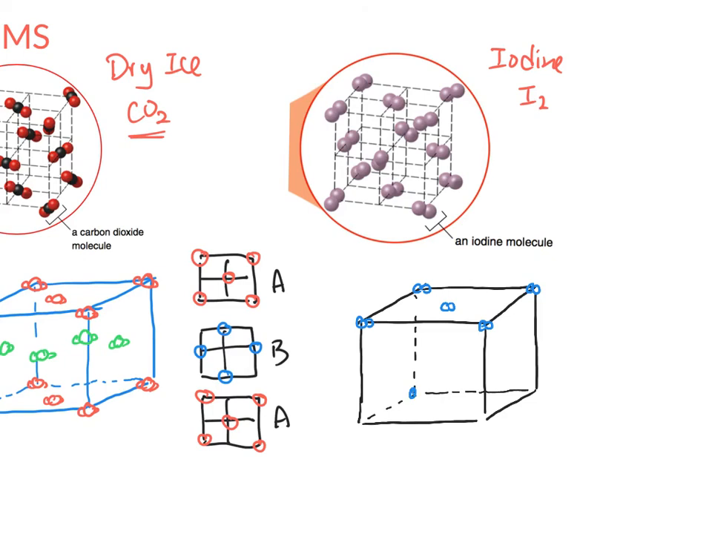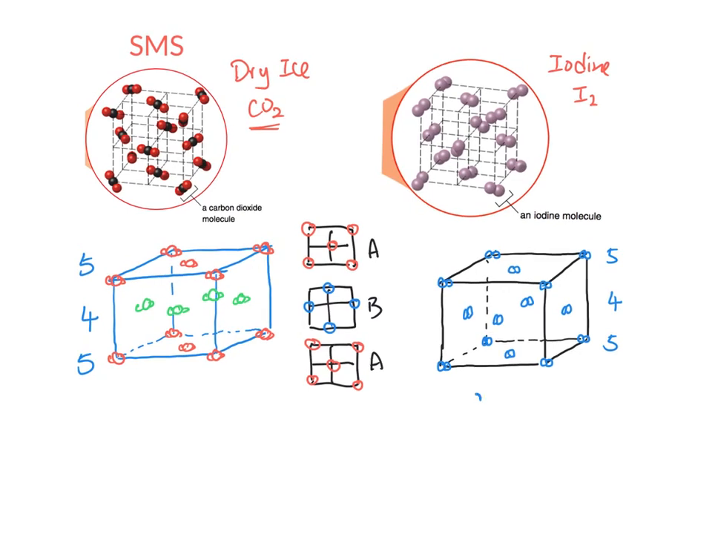right in the center. So you've got 1, 2, 3, 4, 5. And then at each of the surfaces we've got 1. So in total there will be 4 in the layer, 5 in the bottom layer. Remember, after drawing all this, you have to tell me what they are. This one is the I2 molecule, while this one, the red one, is the CO2 molecule.